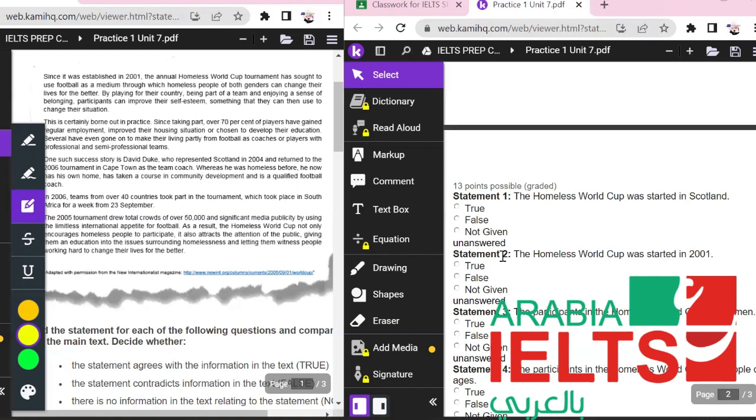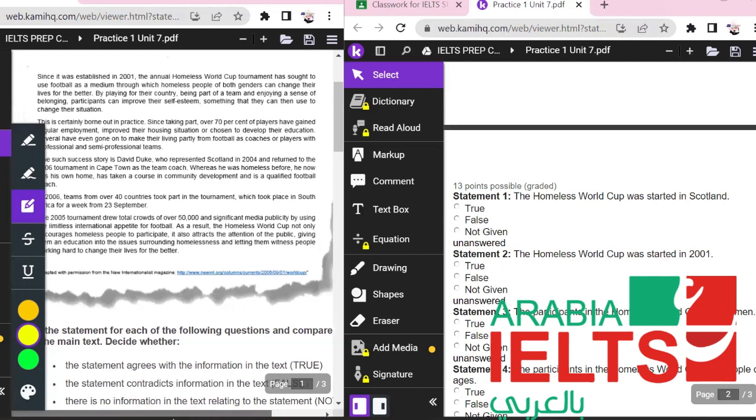The participants in the Homeless World Cup are all men. False, because the text says both genders, which means men and women, not only men. Okay, so that's for statement 3.